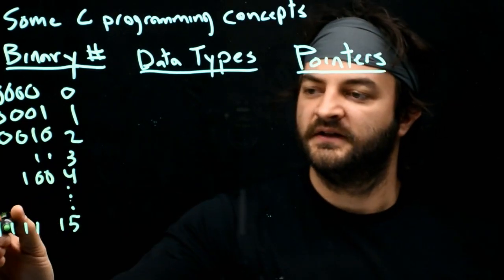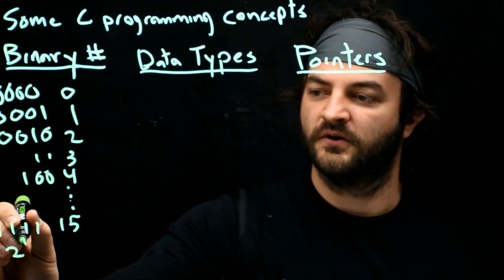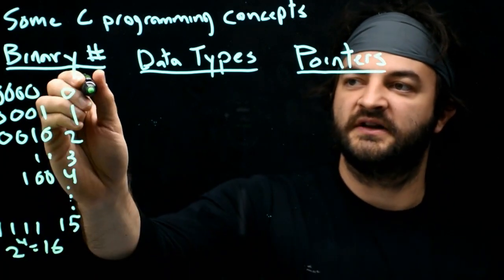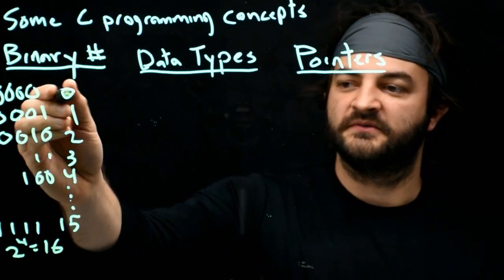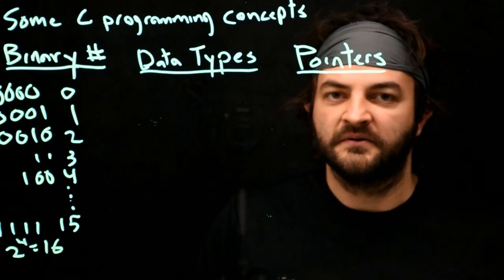So we have 4 positions, and they can each have 2 states. So that's 2 to the 4. That's 16 possible different numbers. But we started at 0, so we go from 0 to 15. That's an unsigned version of a number.